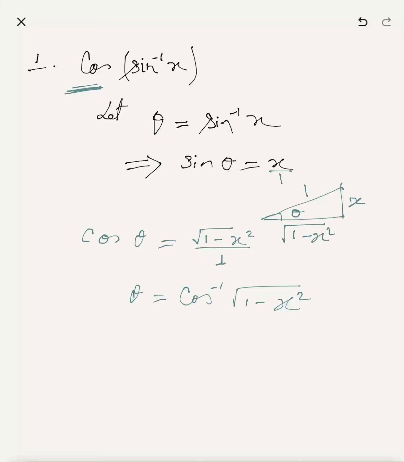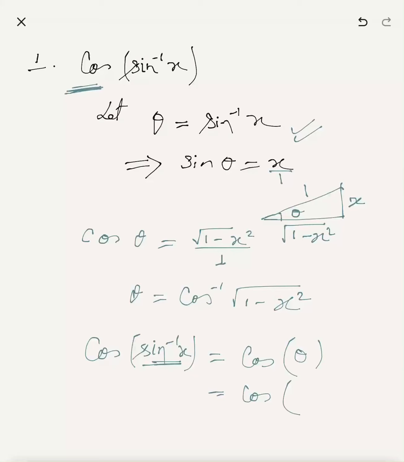Now look at the question. Your question was cos of sine inverse x, okay, is equal to cos of, what was your sine inverse x? I have taken here, let sine inverse x equal to theta, okay. Now cos of your theta was what? It came out to be cos inverse of under root 1 minus x square, okay.